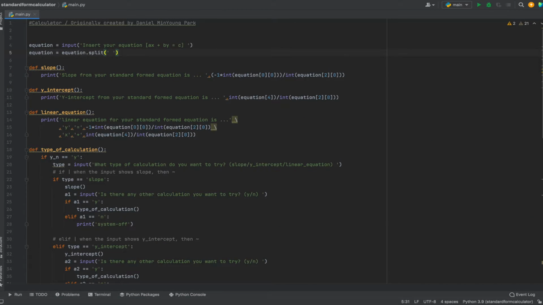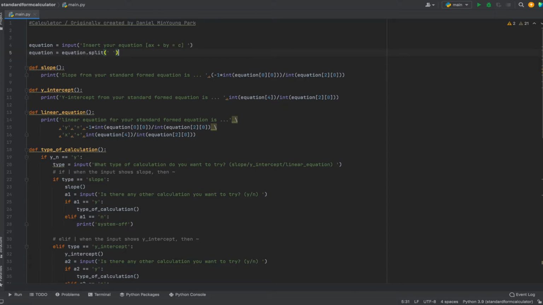Now, I'll explain the code individually and specifically. First, I'm asking, insert your equation in the form of ax plus by equals c. And I'm splitting the answer using the spacebar, which gives the 5 main parts, which are ax, plus, by, equal, and lastly c.